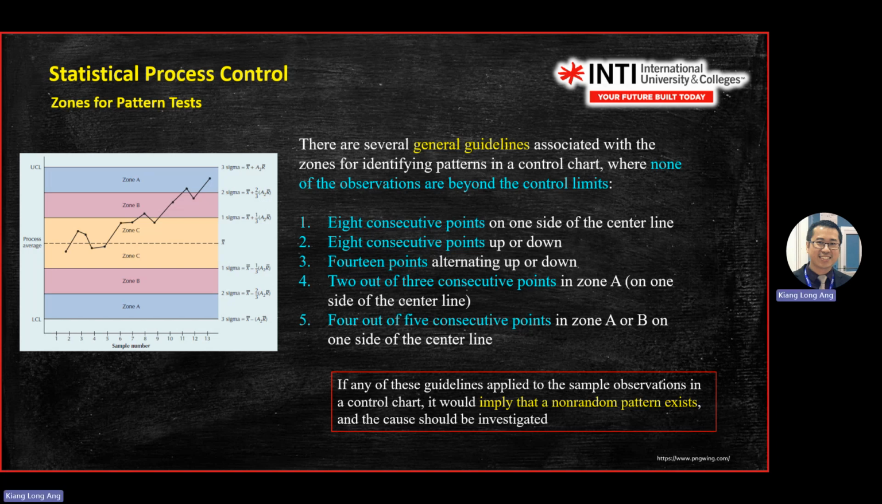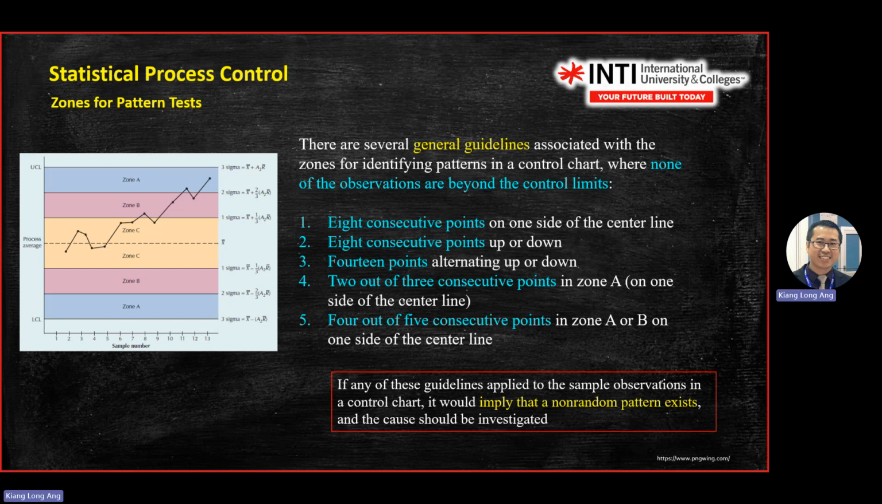Or 8 consecutive points up or down. So number 2 here, 8 consecutive points up or down, means it continues to go up consecutively, 8 points. Number 3, 14 points alternating up and down. You count 14 points going up and down in between.